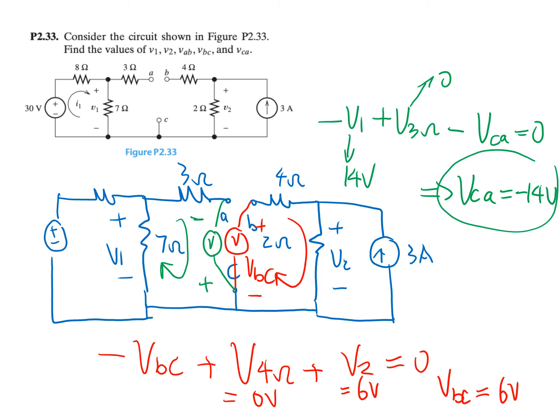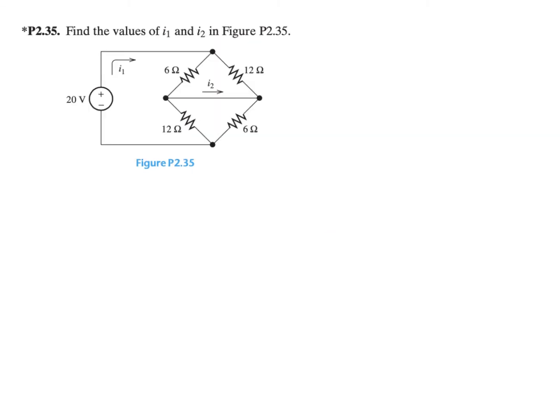So that's our VCA and VBC. Question P2.35. Find the values of I1 and I2 in figure P2.35. For this question, we are going to find the value of I1 and I2. Similarly, we're going to go through the 3 steps: find Req, voltage across Req, and I by using Ohm's law.